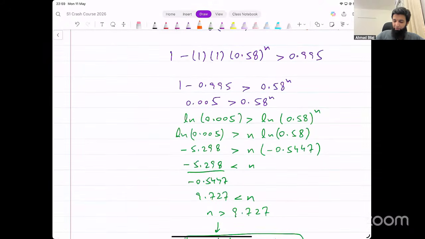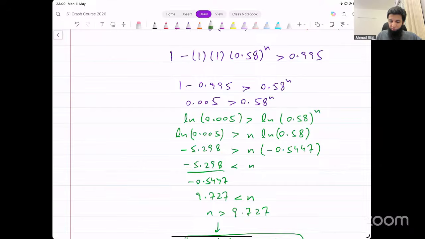Now you have to be careful. ln of 0.58 in this case is a negative number. Log of a number less than 1 is negative. So don't just divide it to the other side as it is, because you may end up making a sign error.